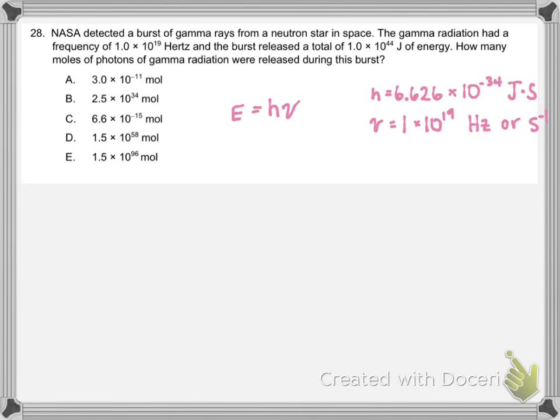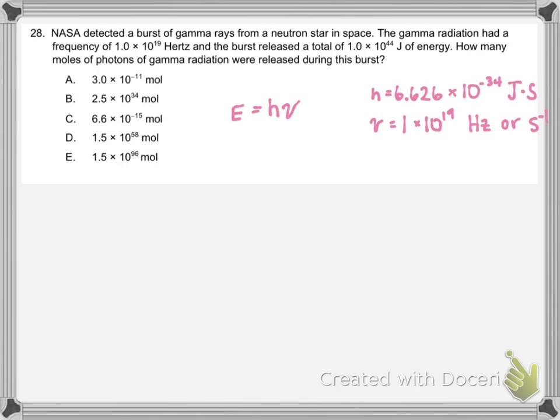Okay, in number 28, they say that there's a burst of gamma rays from a neutron star in space. Radiation has a frequency of 1 times 10 to the 19 hertz, and the burst released 1 times 10 to the 44 joules of energy. I want us to figure out how many moles of photons of gamma radiation were released during this burst. Okay, it's kind of a lot of information.